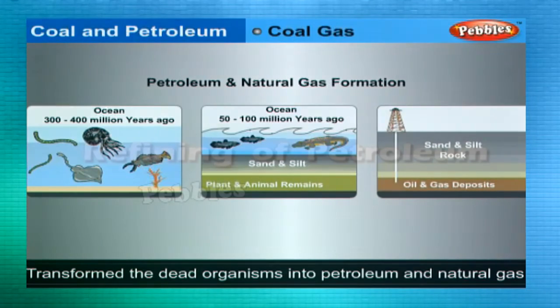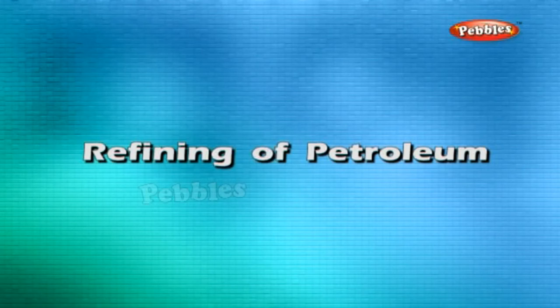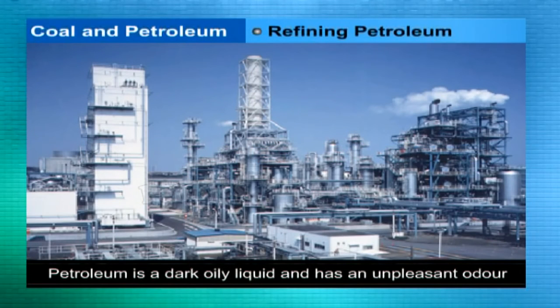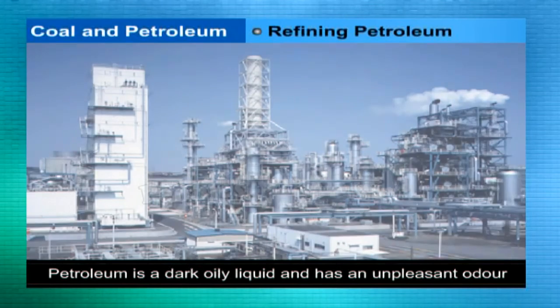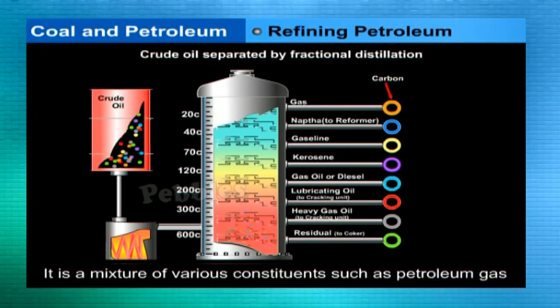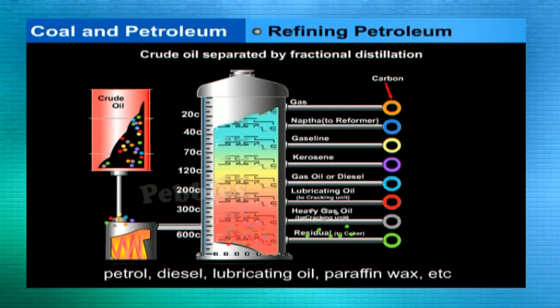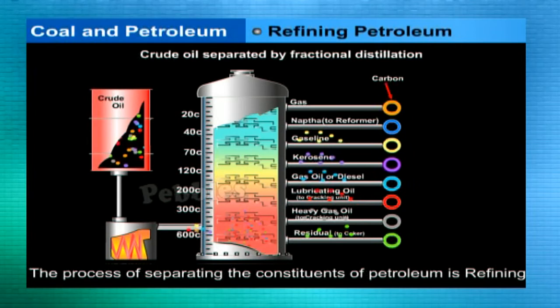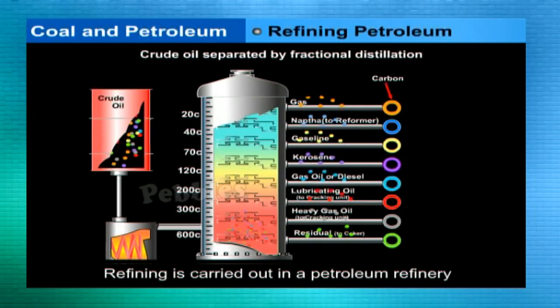Refining of petroleum. Petroleum is a dark, oily liquid. It has an unpleasant odor. It is a mixture of various constituents such as petroleum gas, petrol, diesel, lubricating oil, paraffin wax, etc. The process of separating the various constituents or fractions of petroleum is known as refining. It is carried out in a petroleum refinery.